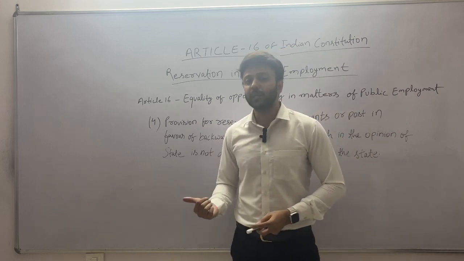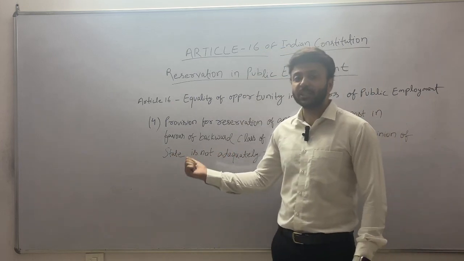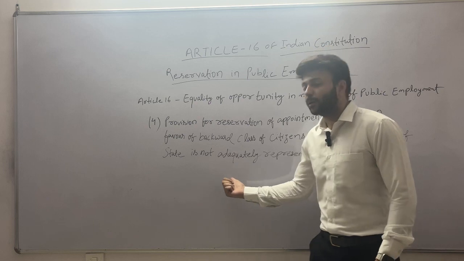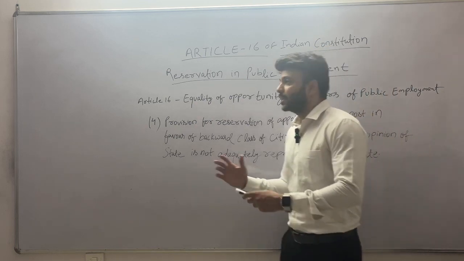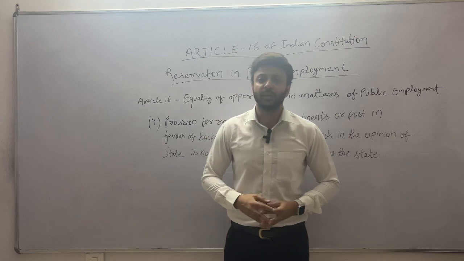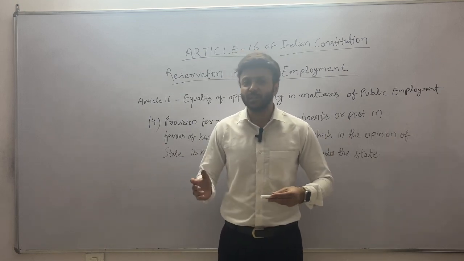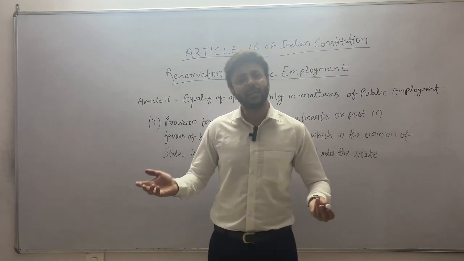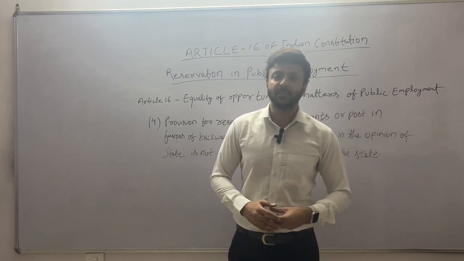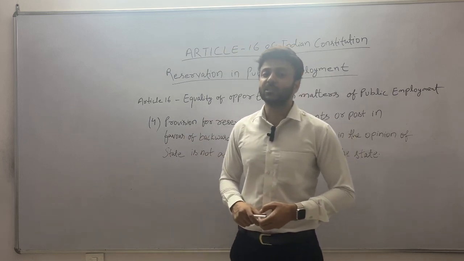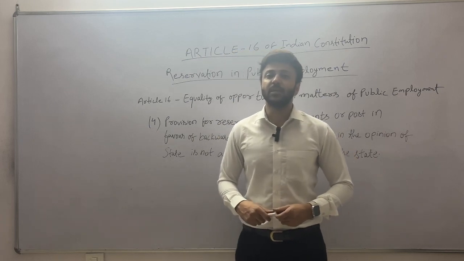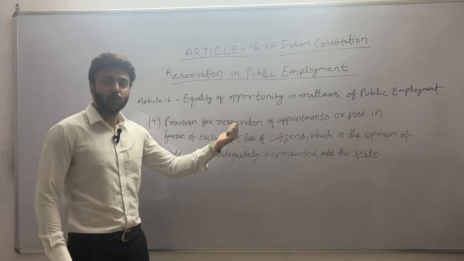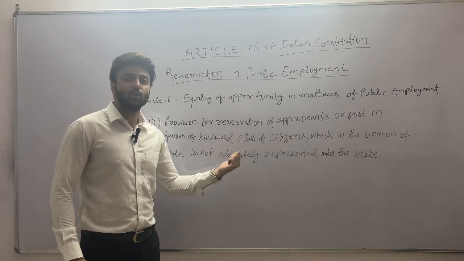The reservation can only be claimed when the state thinks that a particular section of citizens are backward and they are not adequately represented in the employment within the state. If a state has a particular number of cadre, a number of public servants who are working under the state, and the backward class of citizens are adequately represented, there are enough number of people in the employment, then the state will not provide reservation. But if the state thinks that there is a need to provide reservation to certain classes of people who are not adequately represented within the employment of the state, then Article 16.4 provides opportunity to the state to allow Parliament to make laws to provide reservation to those classes of people.